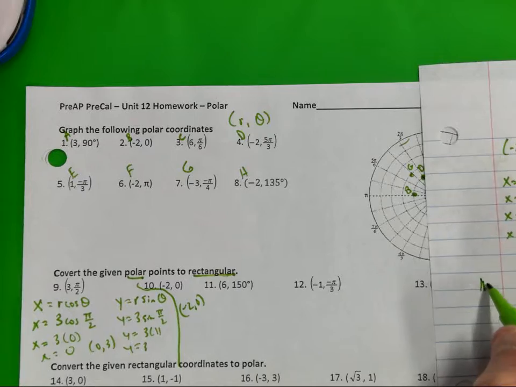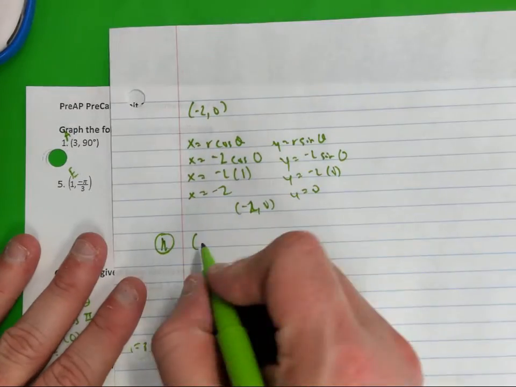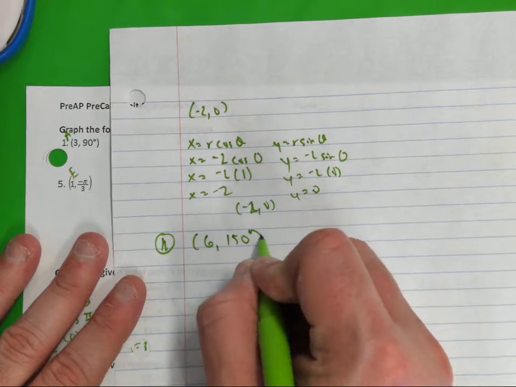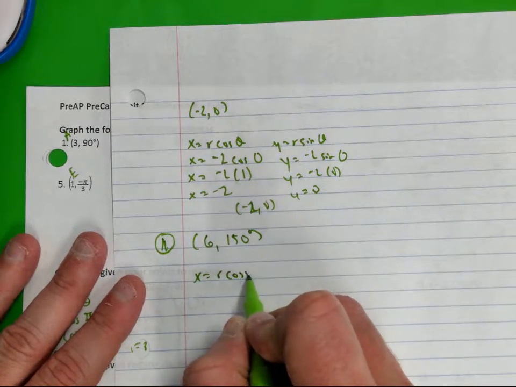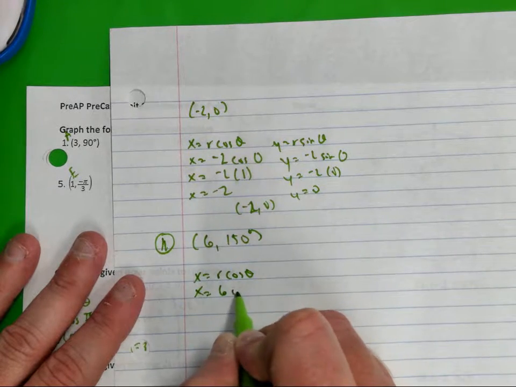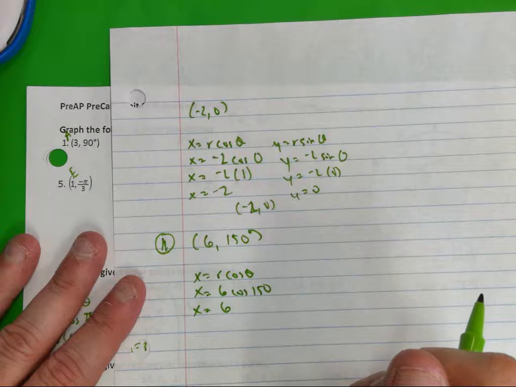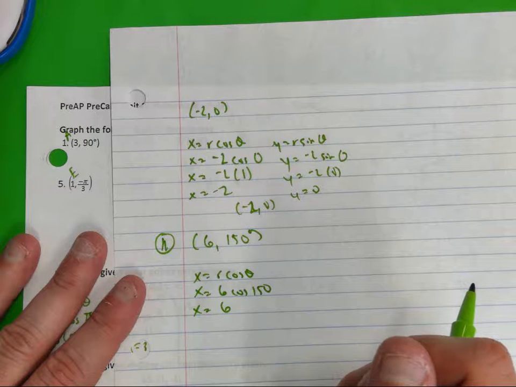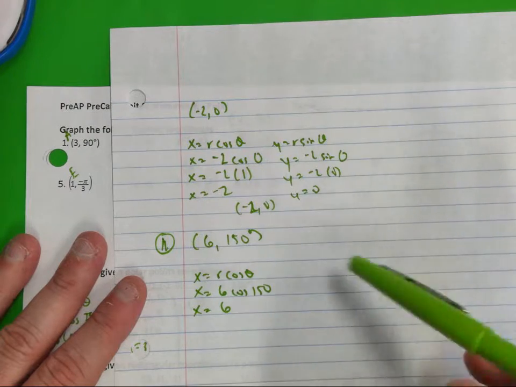And number 11, I have 6, 150. X equals r cosine theta. X equals 6 cosine 150. What's the reference angle for 150? 30. Thank you, Max, for answering my question.